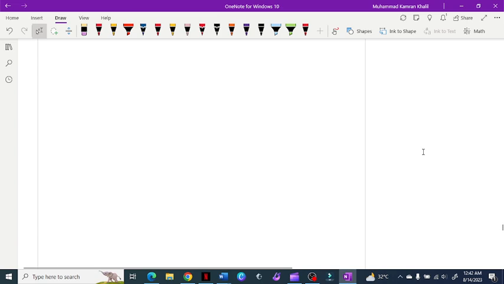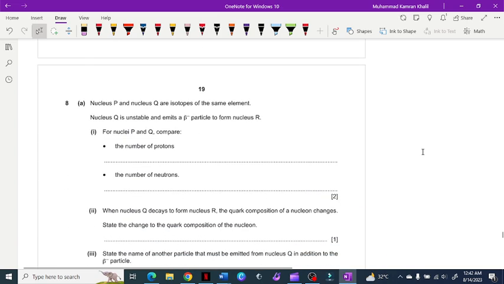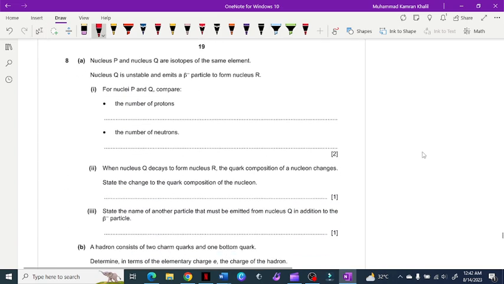So here we go with the last question, related to nuclear physics. He is saying that P and Q are isotopes, emitting beta negative particles. For nuclei P and Q, compare the number of protons. The number of protons will remain the same, with no change, by the definition of isotopes, while the number of neutrons will be different. That is the basic difference between isotopes.